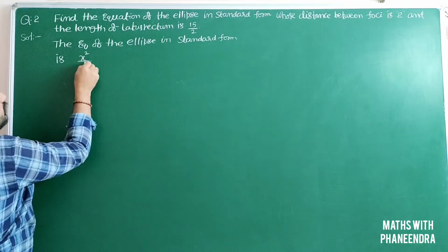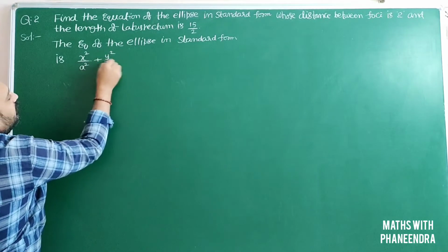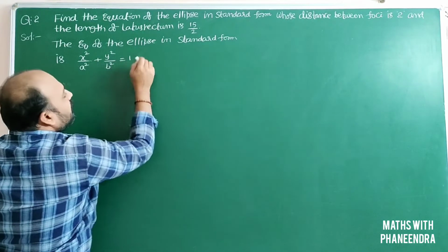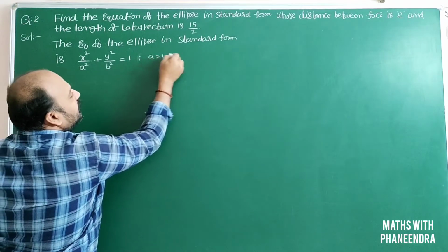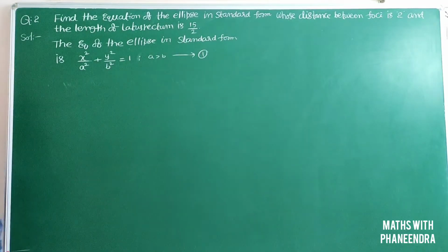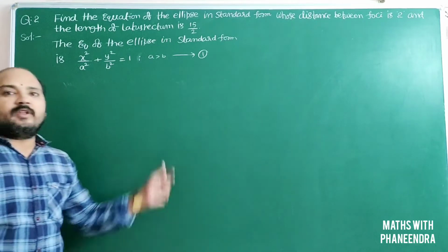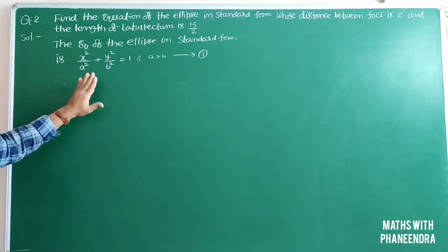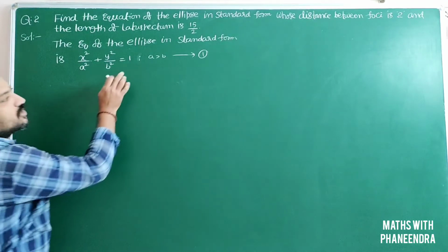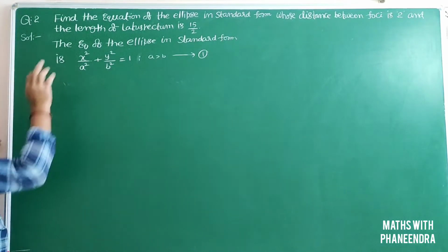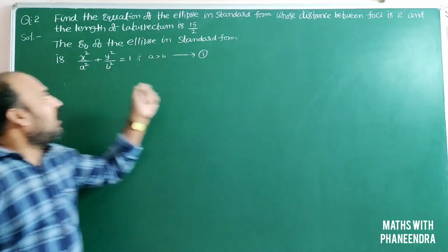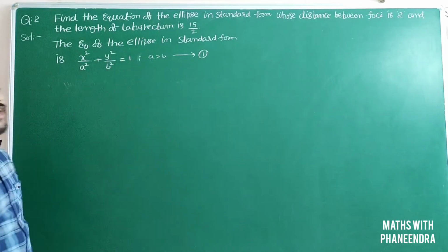x square by a square plus y square by b square is equal to 1. Standard form, you remember that a is greater than b case, dear students, remember. In that a is greater than b, then the equation of ellipse is called in the standard form. Equation number 1. What conditions are given? The distance between foci is 2 and the length of latus rectum is 15 by 2.